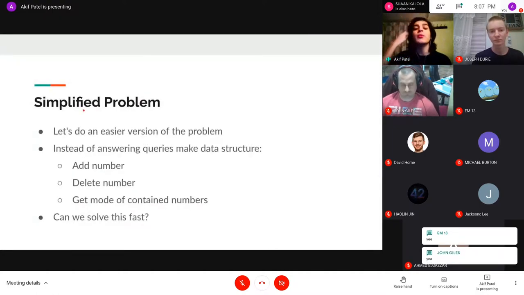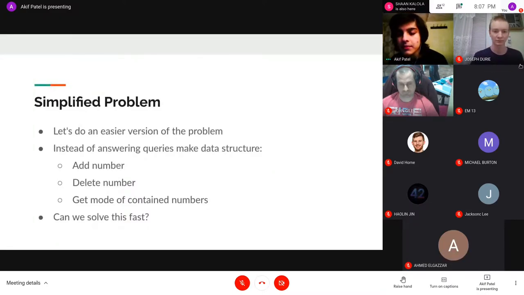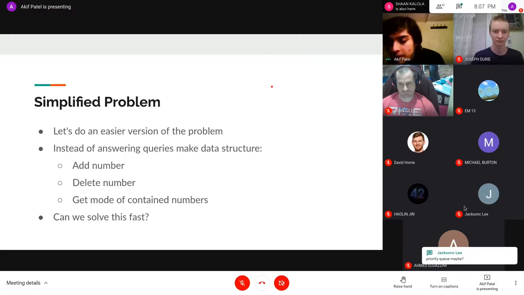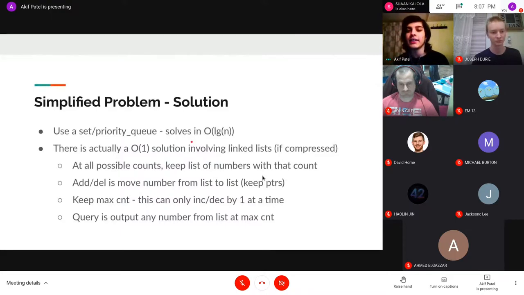Okay, so can we solve this fast? Any ideas on this? Yeah, priority queue, exactly. So you can use a priority queue to solve this problem in log n, right? And the way you would do that is you would store the frequencies, and then you would have a priority queue keyed by frequency of each type of number. So for each number, you have frequency comma actual number, and you just store that on a priority queue or a set, or a balanced binary tree, right? And either of those would solve the problem in log n. With a priority queue, you'll have to be lazy, I think, but with a set, you don't have to be lazy, but either one solves it in log n and is fine.